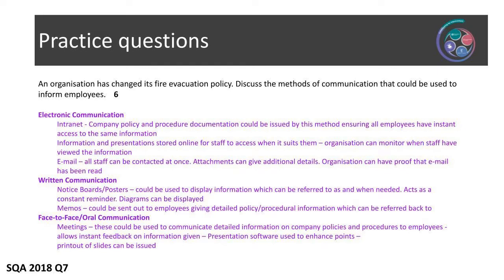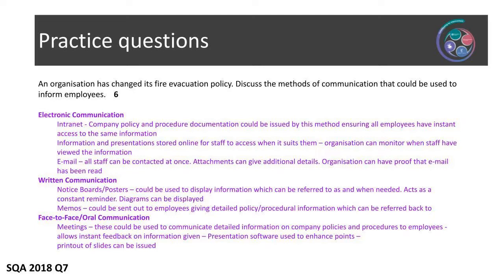Okay, looking then at the answer for: an organisation has changed its fire evacuation policy, discuss the methods of communication that can be used to inform employees. Well, of course, there's different methods of communication. So we've got electronic communication, written communication, and face-to-face or oral communication. So make sure you've got an awareness of those different types of communication methods, and then go into the detail about how that communication method could be used to inform employees.